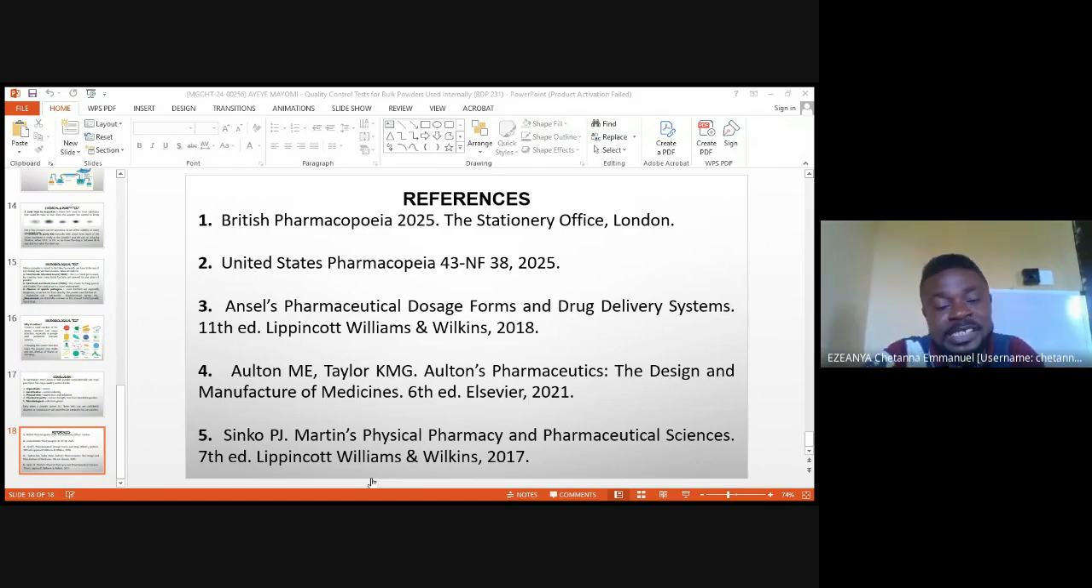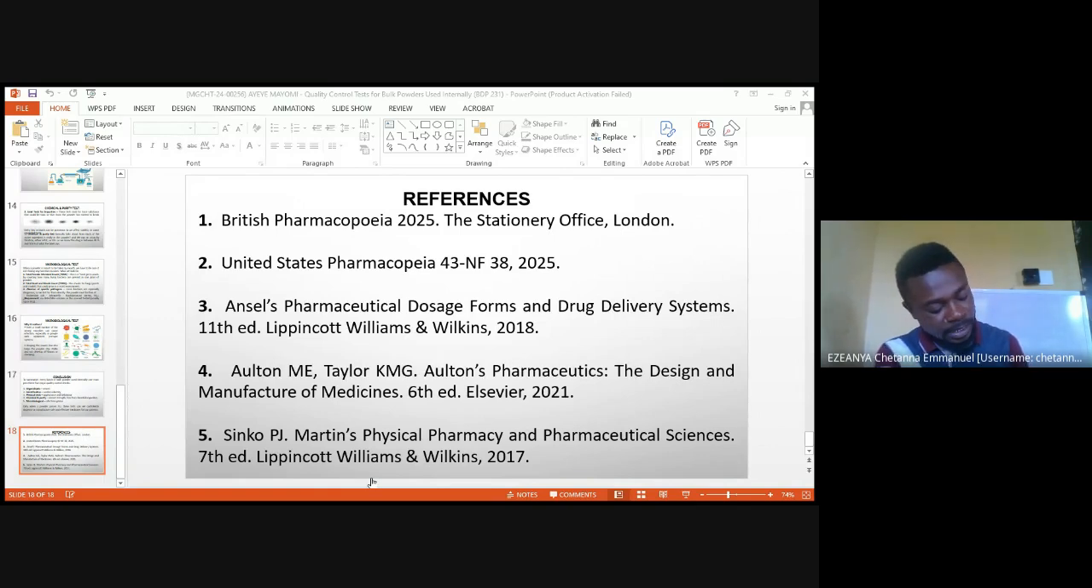The meaning of this reference is that you consulted each of these materials when you were writing your work. So let's assume this British Pharmacopoeia 2025: there should be a place inside your work, at that exact point, where you took that particular thing from the British Pharmacopoeia. Maybe you introduce it like, according to British Pharmacopoeia 2025, and so on.